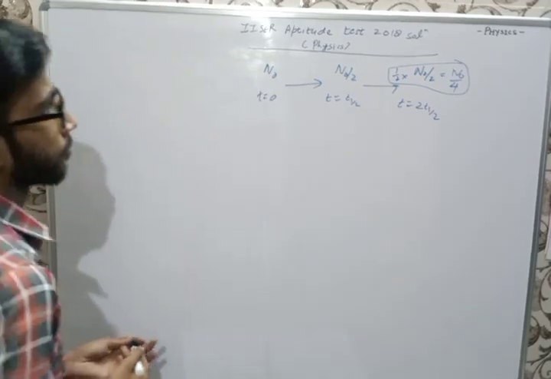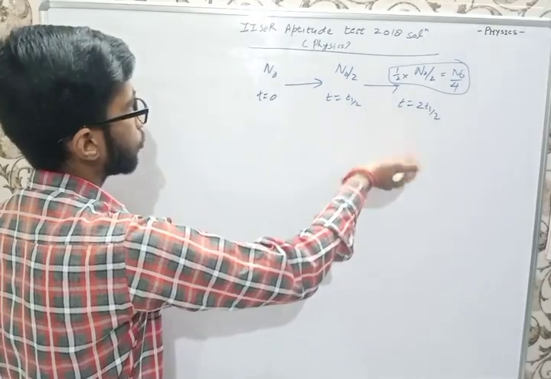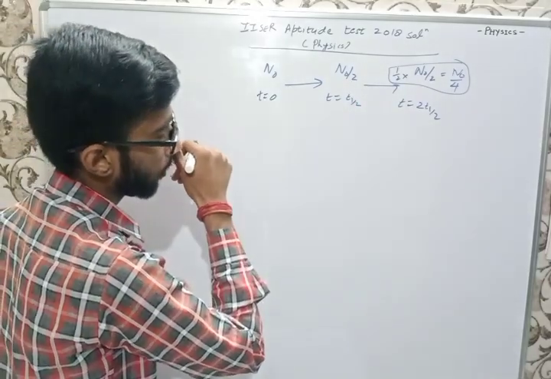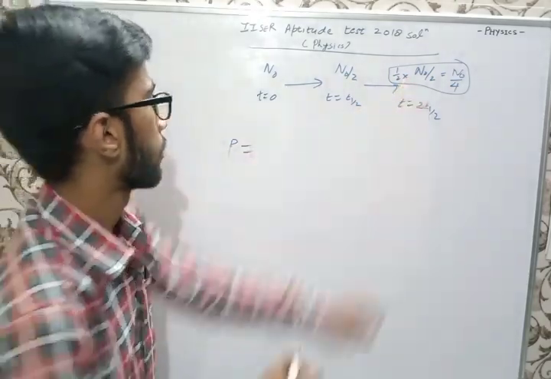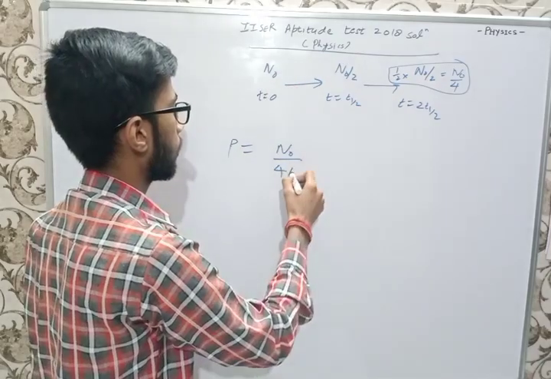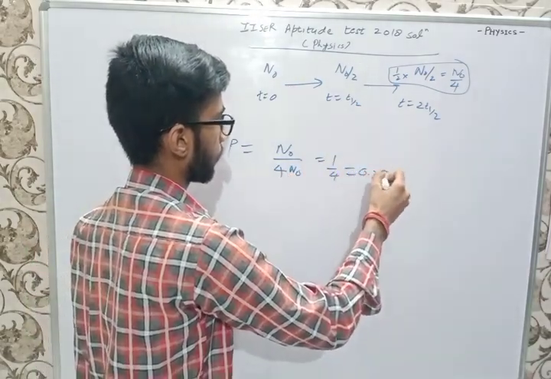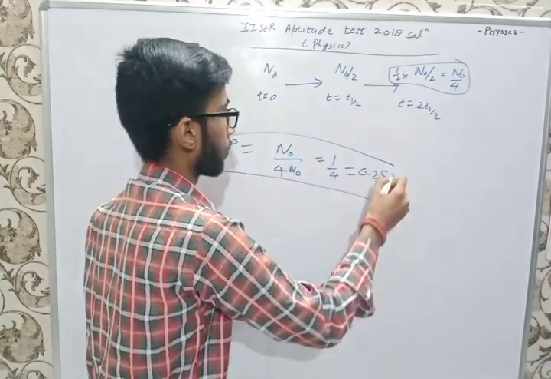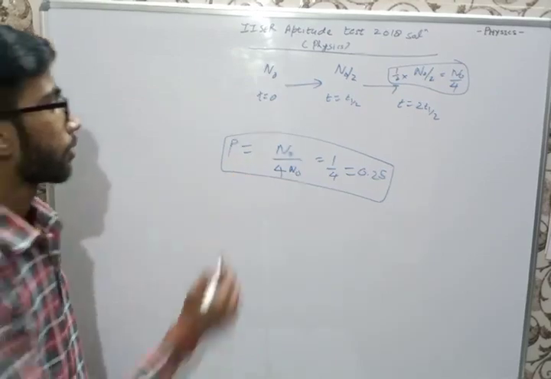So the probability of a radioactive nuclei to remain after passing 2 half-lives is simply the number of nuclei remaining, N naught over 4, over the initial nuclei, N naught, which is simply 1 over 4, that means 0.25. It is the answer. Now you should note that it is the number remaining.